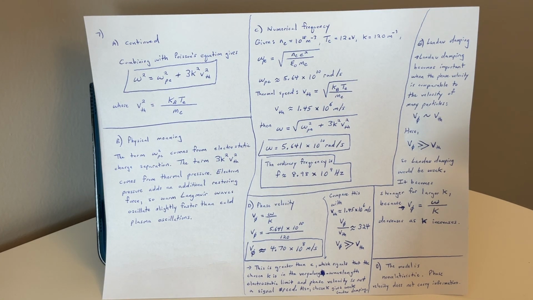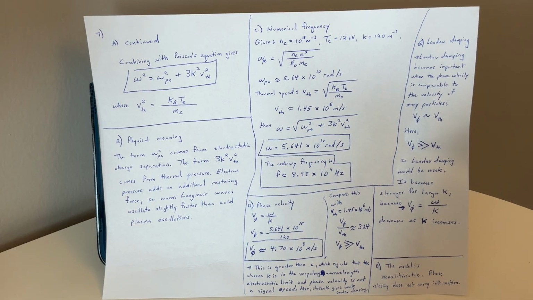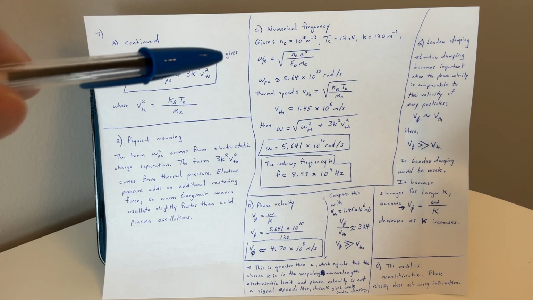Okay. That's for part B. For part C, let's see what they want here for C. Okay, so for C, if you go back, I'm just going to read it out. N sub E is 10 to the 18th m^-3, T sub E is 12 eV, and k equals 120 m^-1. That's what they gave us. And they want us to compute the wave frequency, so numerical frequency here.